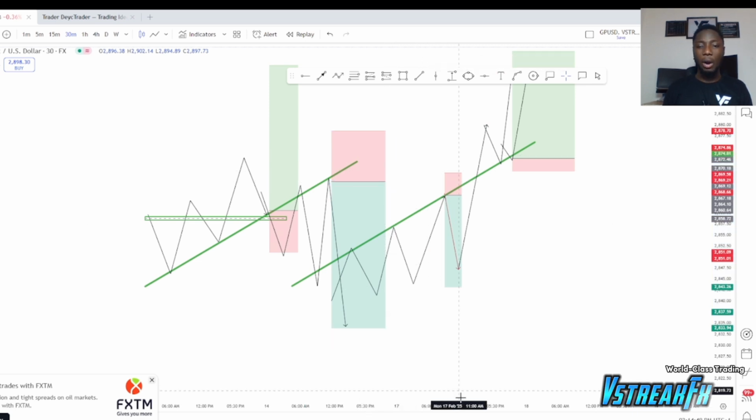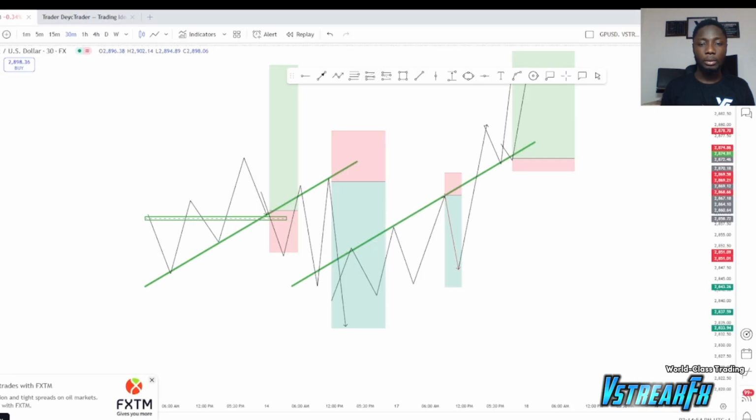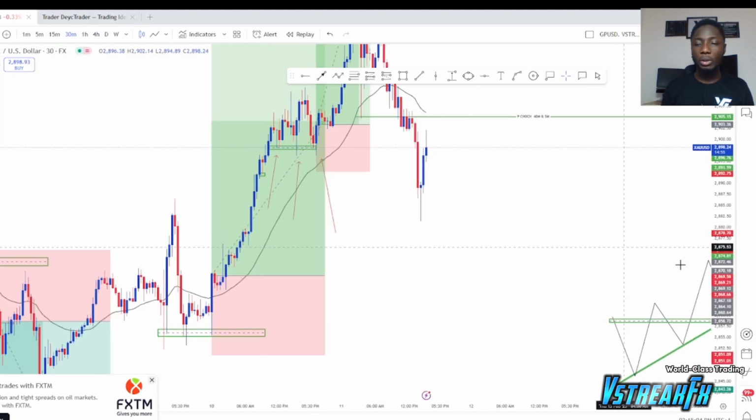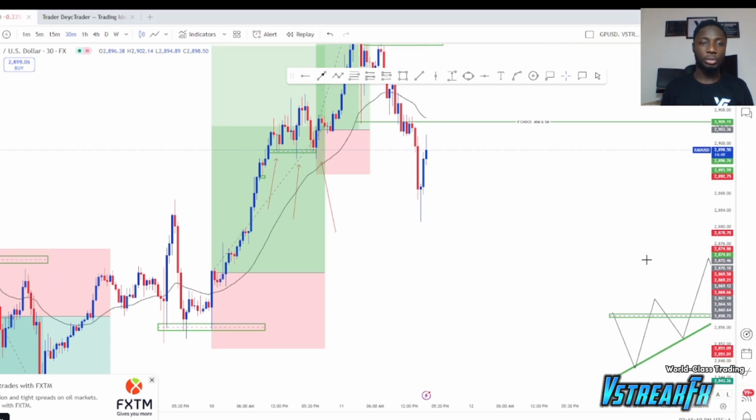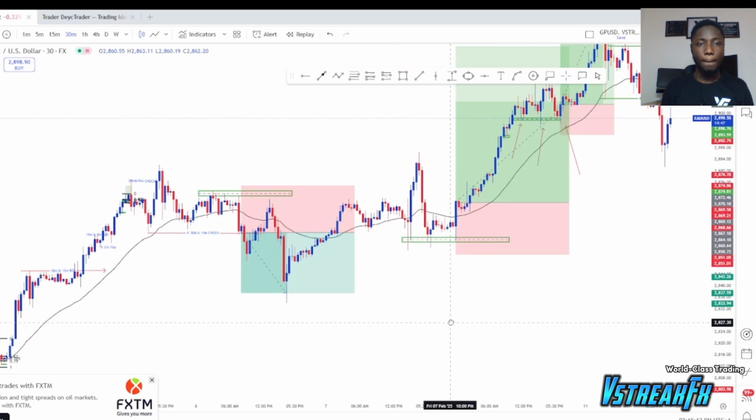So you can see how we get to use the trend line effectively. Without wasting much time, let's go to the chart and see how this trend line works.